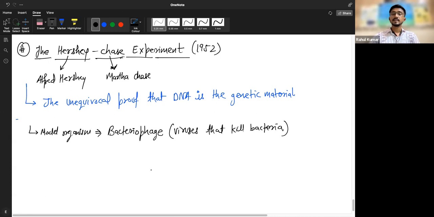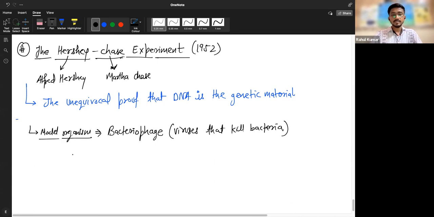Viruses have this very interesting characteristic, that they are very host specific. So if bacteriophages attack and kill bacteria, they will not affect any other organism. They will only affect bacteria. So there are specific bacteria viruses, specific plant viruses, and specific human viruses.